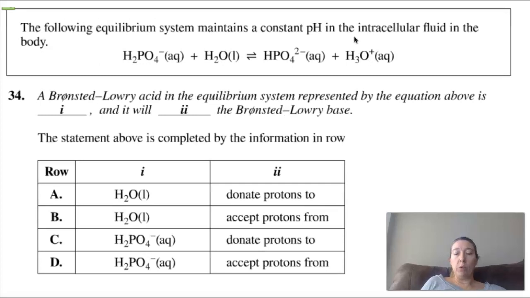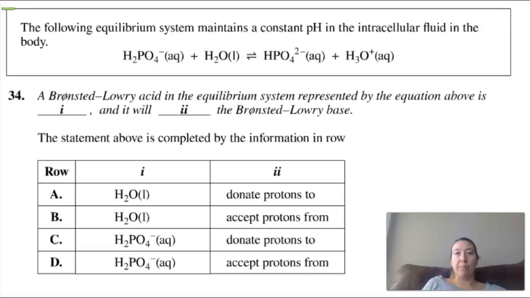So a couple of old diploma questions, just to give you a feel for what this is going to look like. It says the following equilibrium system maintains a constant pH in the intracellular fluid in the body. So a Bronsted-Lowry acid in the equilibrium system represented by the equation above is blank, and it will blank the Bronsted-Lowry base.